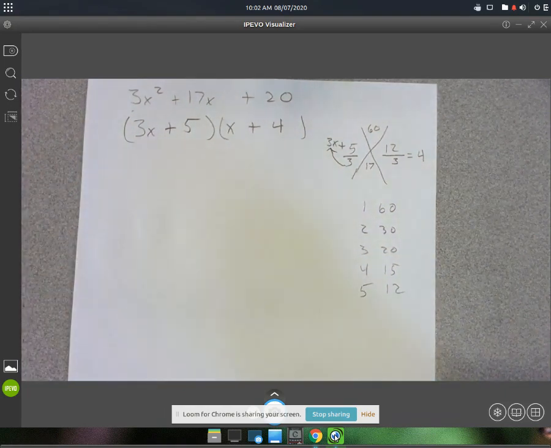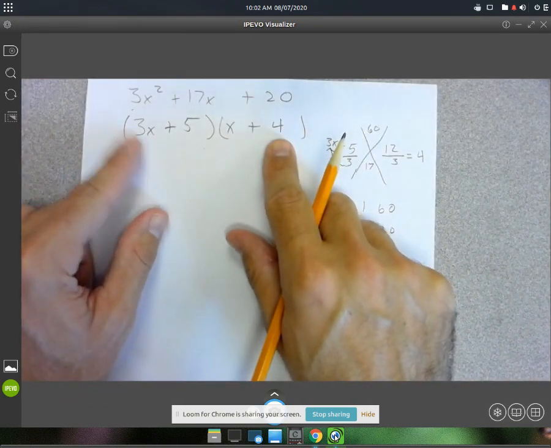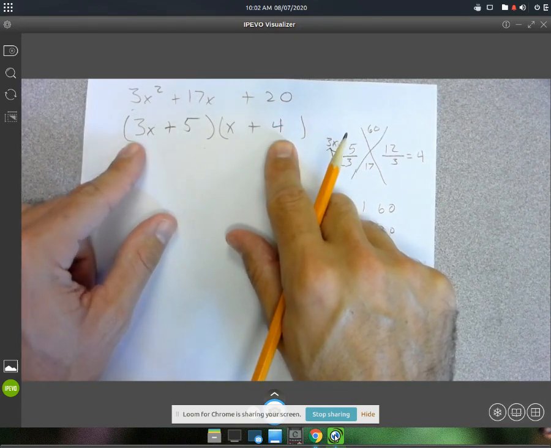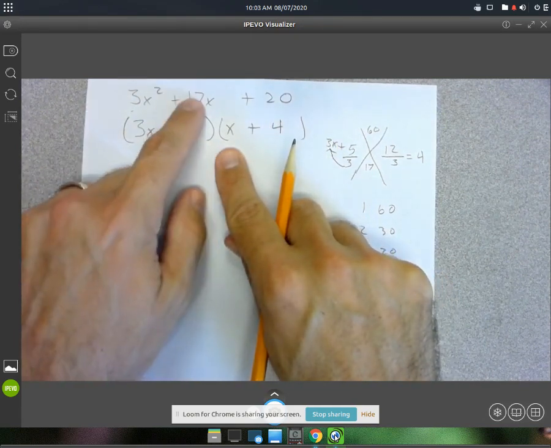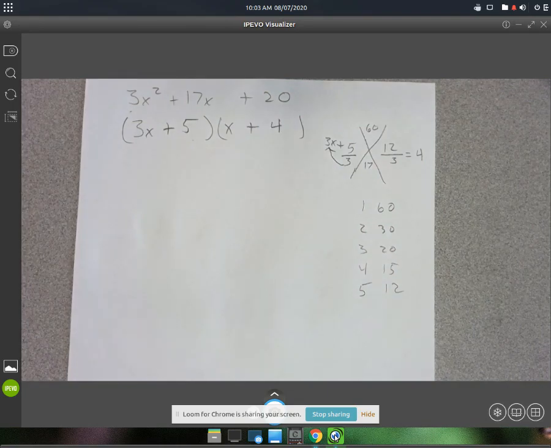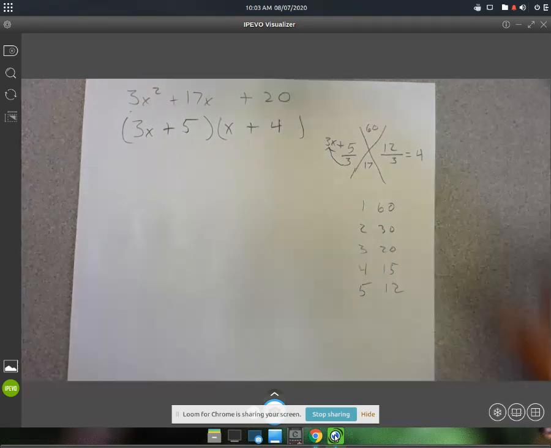And you can check your answer, multiply it out and make sure it gives you what you wanted. So the two middle terms will have a 12x and a 5x, and that adds up to 17x. That's what we wanted. All right, moving on.